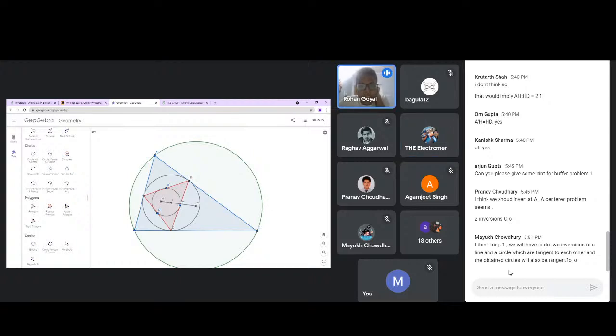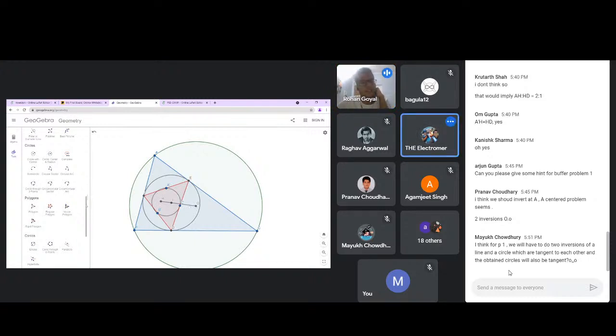You say OI and 9-point center of this circle are collinear. O prime, I and the 9-point center are collinear. OI and 9-point center are collinear. You know that I, 9-point center and H are collinear. So H, I, O are collinear. Yeah, that's what I'm doing.